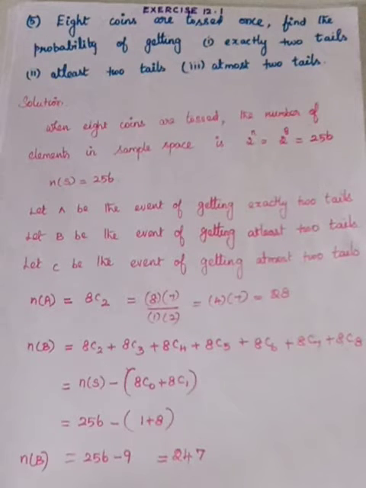8 coins are tossed once. Find the probability of getting, first subdivision, exactly 2 tails. Second subdivision, at least 2 tails. The third subdivision, at most 2 tails.